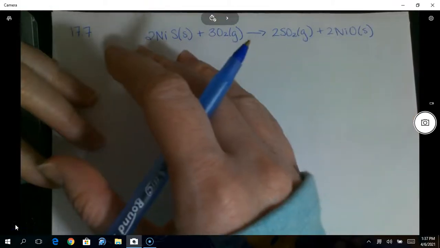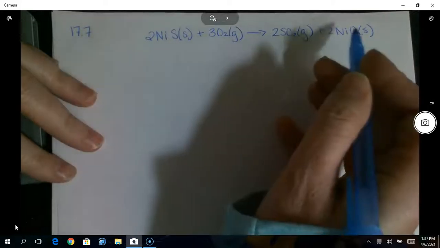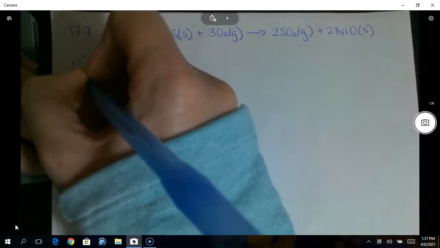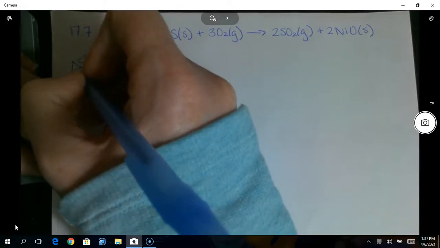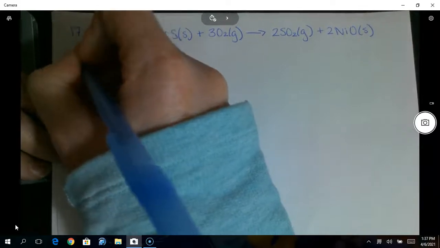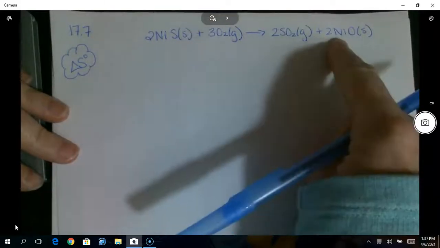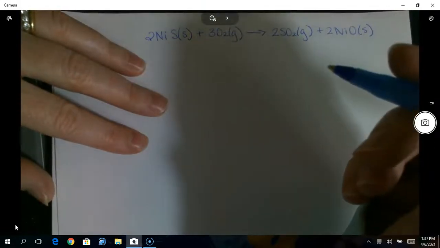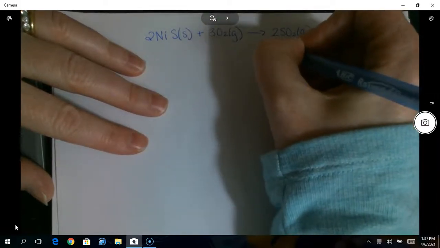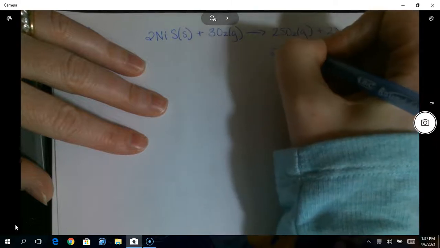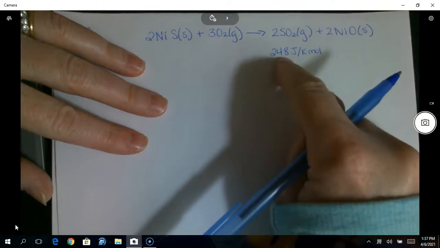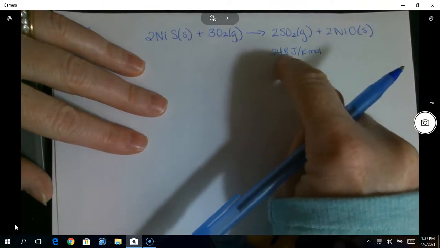Okay, so for this problem, 17.7, we're given an equation, and we want to find the standard change in entropy. That's the goal for this. We're given the equation, and we're also given the values for each of these. One of the things I want to point out, like in SO2, sometimes I like to write it right under. So this is 248 joules per Kelvin times mole. And that is the entropy for this substance, for SO2.